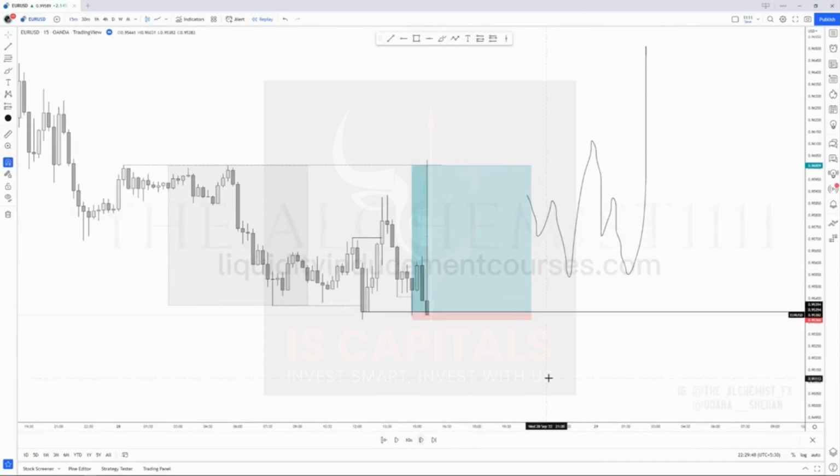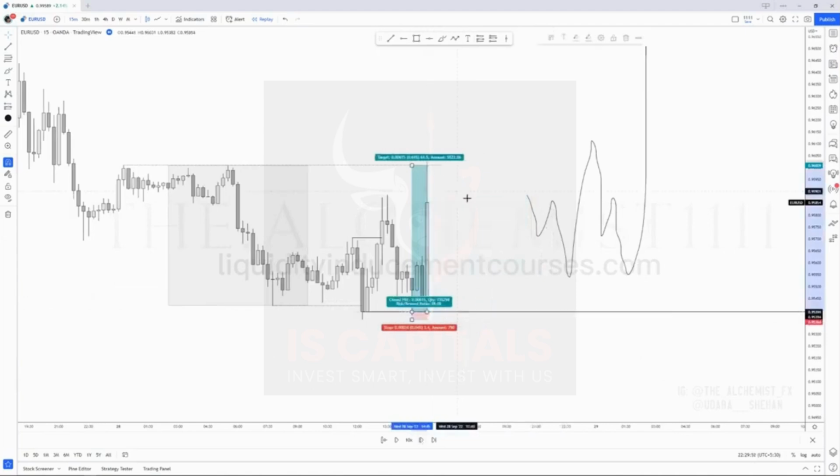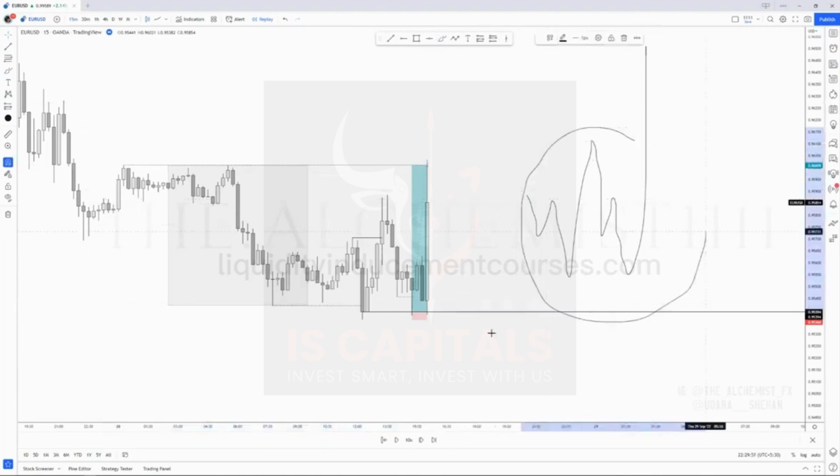Patiently wait, and there it goes. Can you see that? Right into the Asian highs. This same exact setup, I showed this to you so many times, right? Same exact setup. Sells for buys, I showed you the same exact setup again and again.